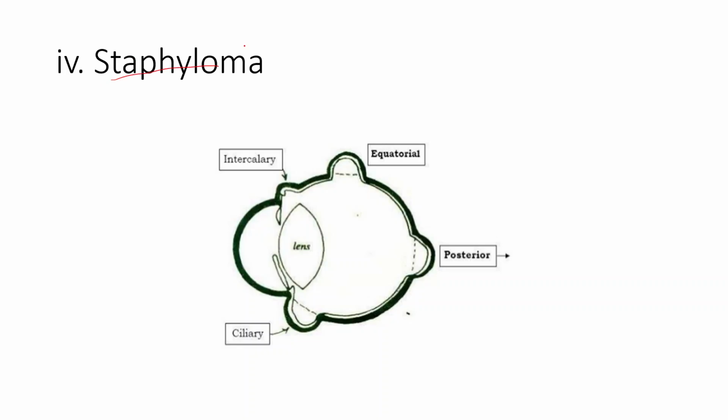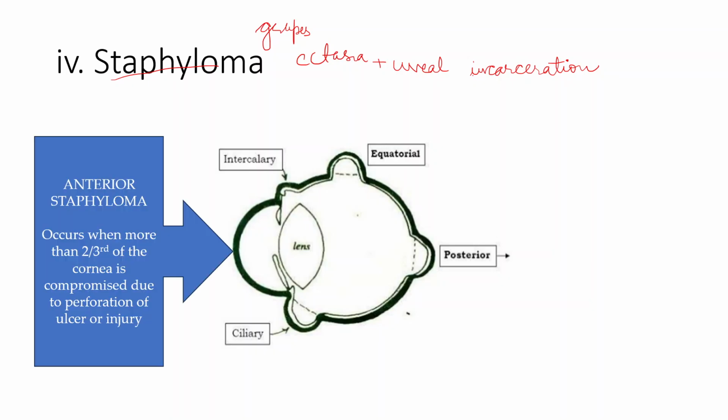Staphylus, in Latin, means a bunch of grapes. So why grapes here? So what happens in staphyloma is there is ectasia or weakening of the outer coats of the eyeball, along with uveal incarceration. So the definition of a staphyloma is ectasia of the outer coats of the eyeball with uveal incarceration. So if there is only ectasia, we just call it ectasia, keratectasia. Okay. So what are the types of staphyloma?